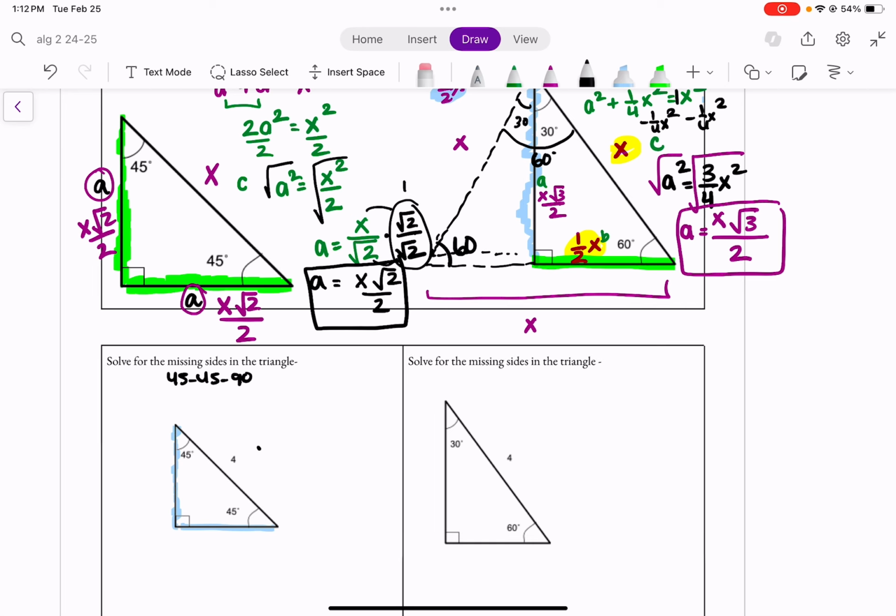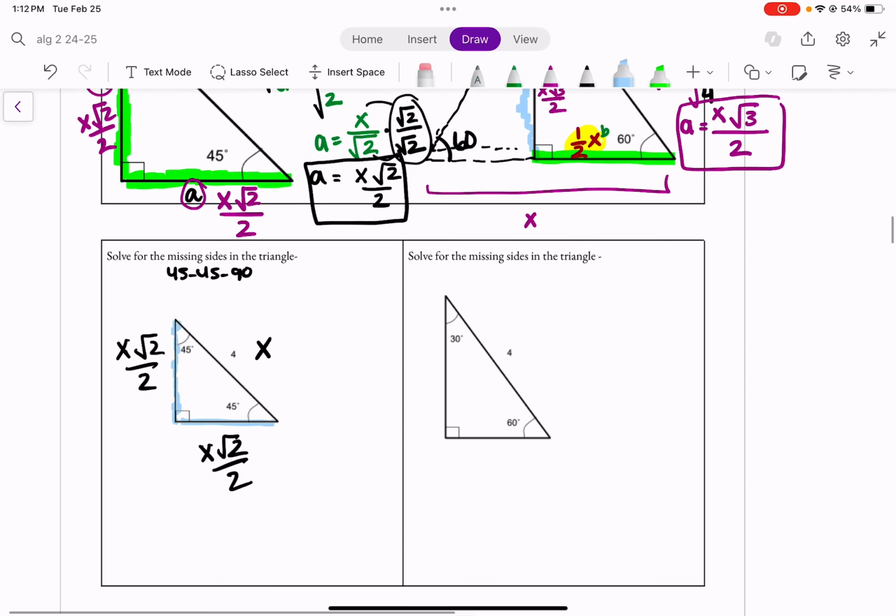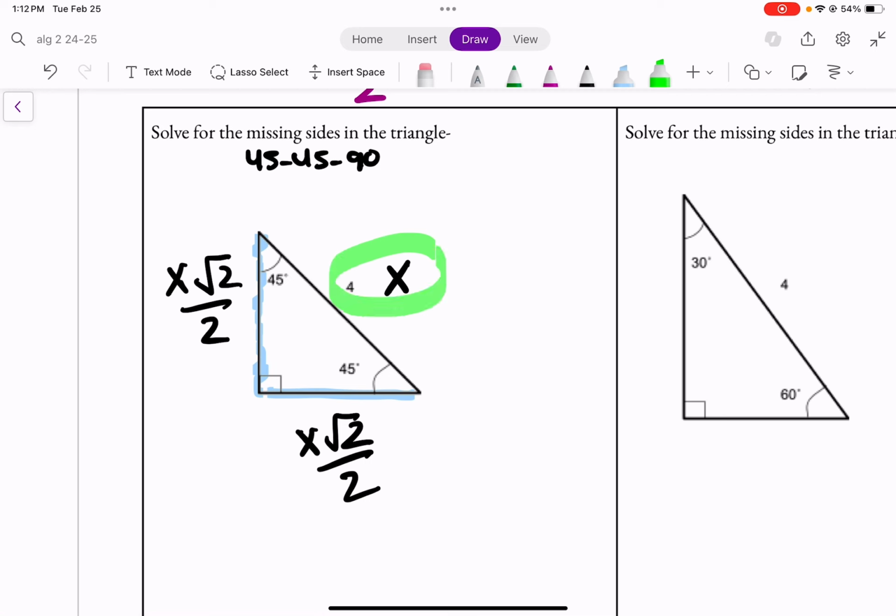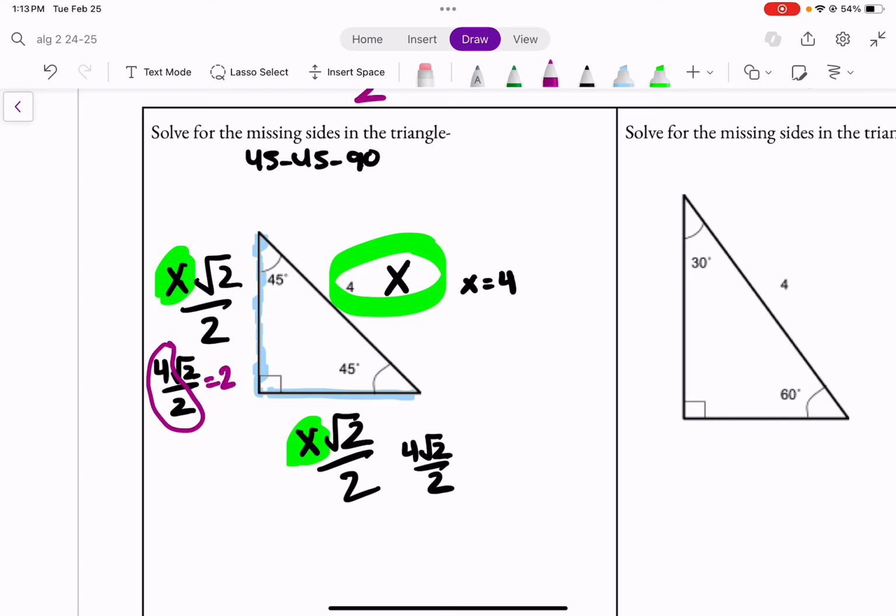According to my shortcuts, this is x square root of 2 over 2, and this is x square root of 2 over 2. But look, I know now what x equals. X is equal to 4. So what I know now is I can just replace all these x's with 4. So I'm going to have 4 square root of 2 over 2, 4 square root of 2 over 2, and then I can just simplify this, because what is 4 divided by 2? It's just 2. So I have 2 square root of 2 and 2 square root of 2. So the missing sides are both 2 square root of 2, right?